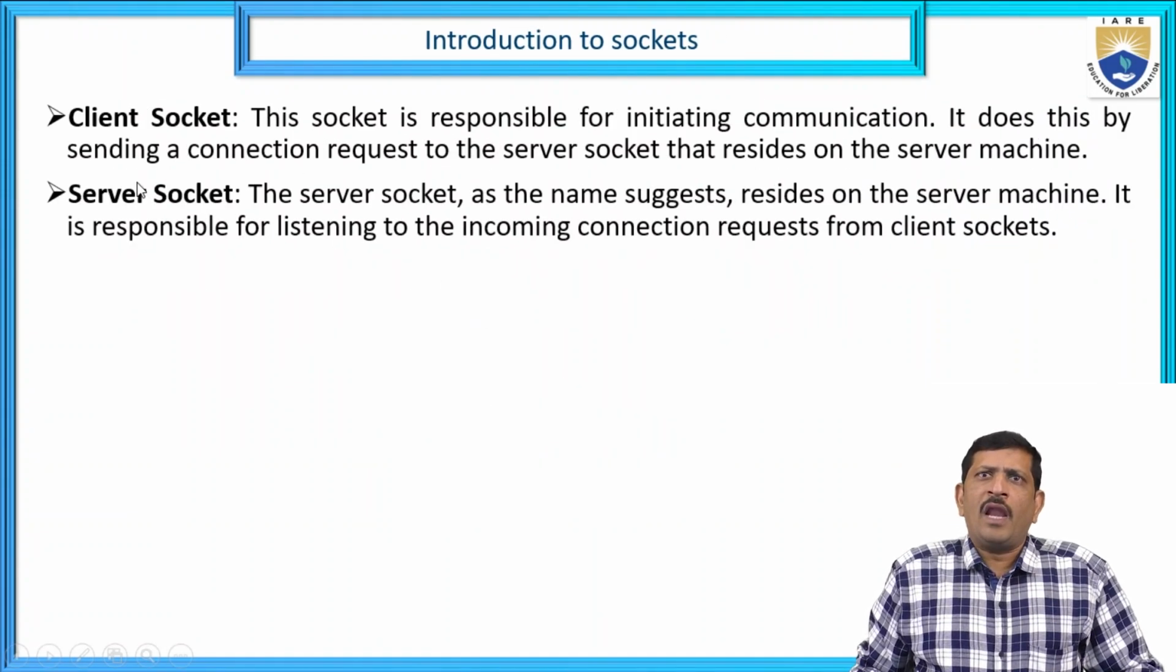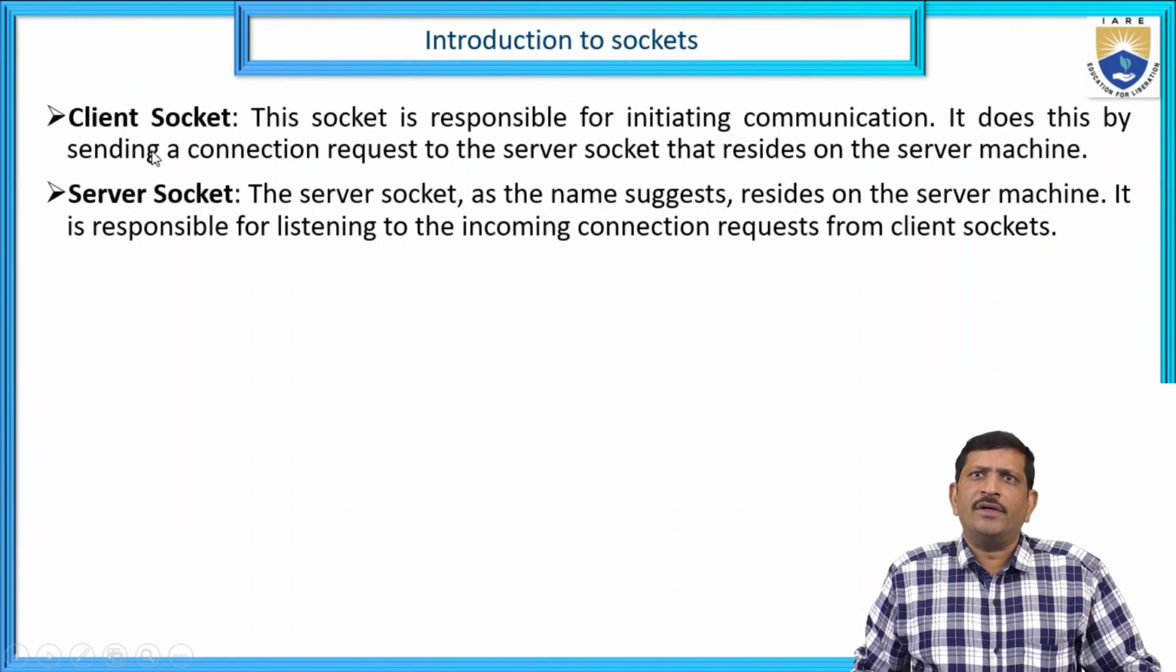Next, the client socket. The client socket is responsible for initiating the communication. It does this by sending a connection request to the server socket that resides on the server machine. The server socket, as the name suggests, resides on the server machine. It is responsible for listening to incoming connection requests from the client sockets.